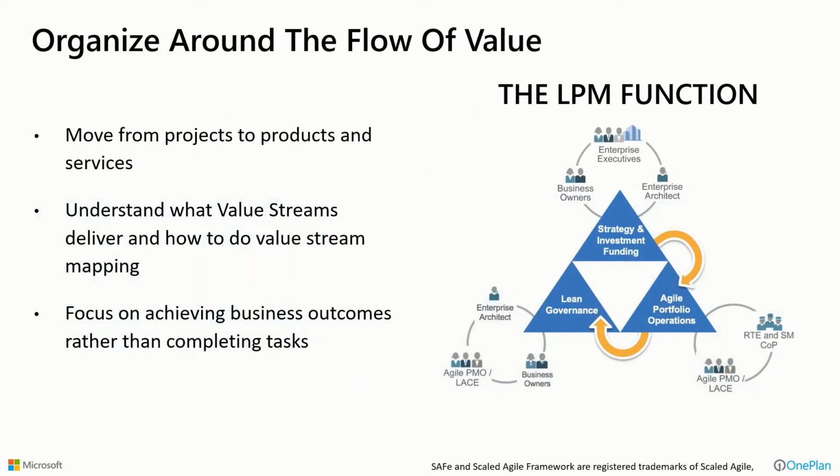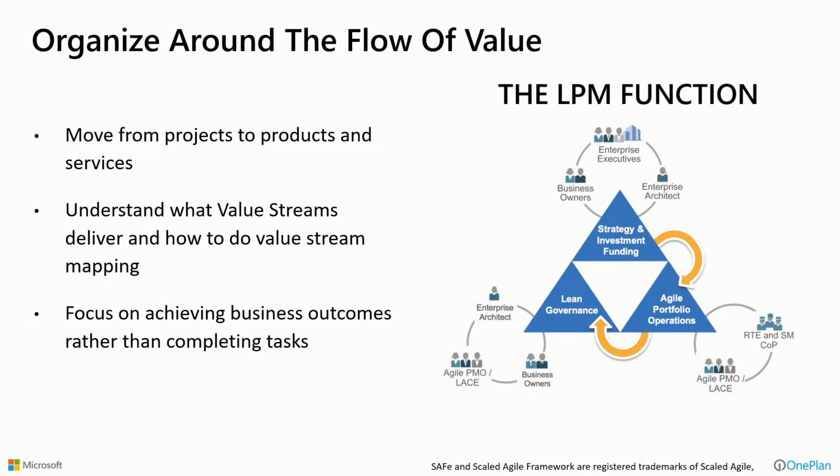One of the key precepts here is organizing around the flow of value. So instead of organizing around the project itself as a be-all and end-all, we move to a product orientation or services orientation, which could be an end product that we're delivering in the organization. Then we understand value streams, and how value streams map to the things we're doing within the rest of the organization. The focus on the value stream is really about achieving business outcomes rather than the be-all and end-all being just the completion of tasks as planned.